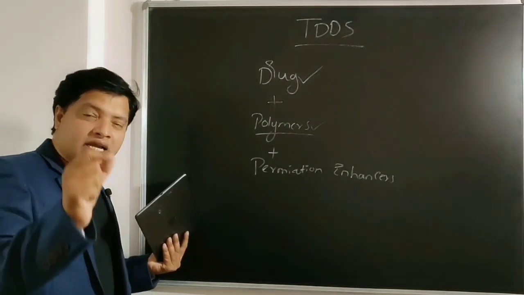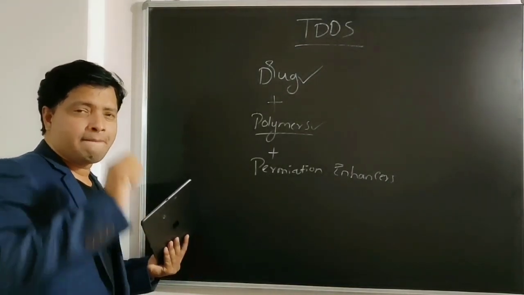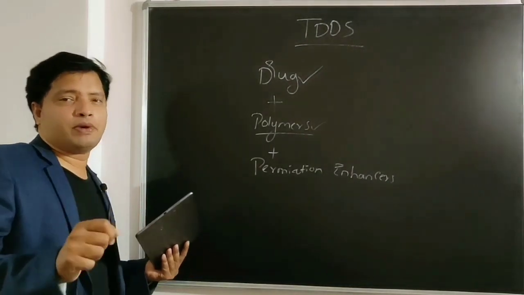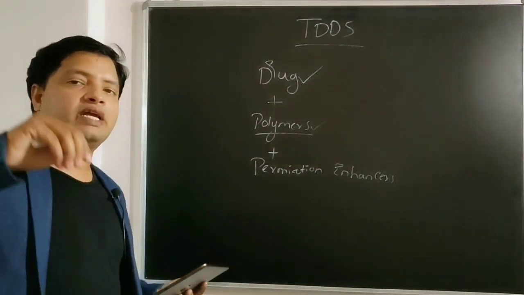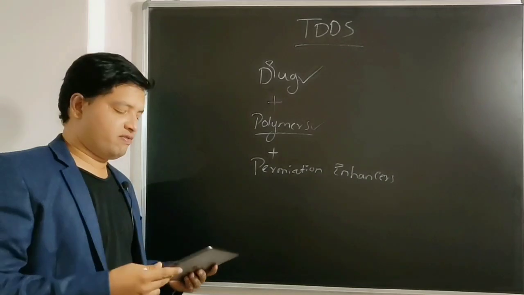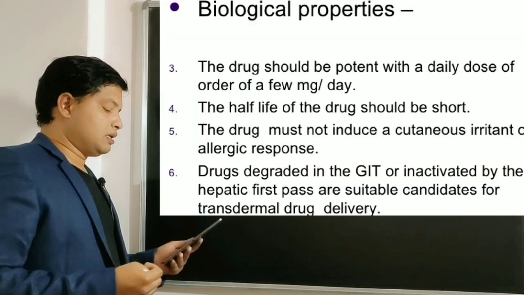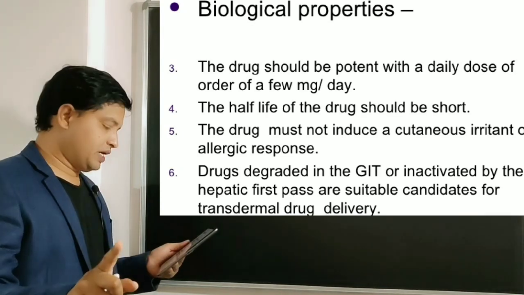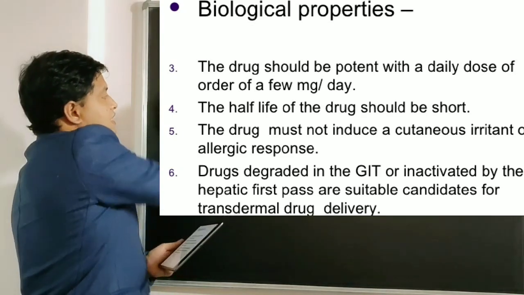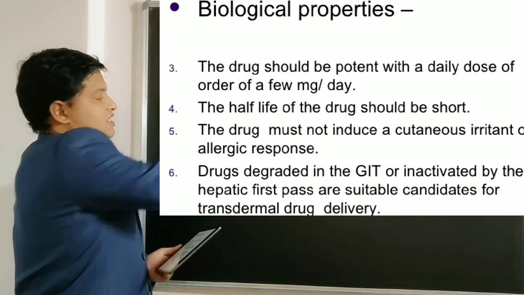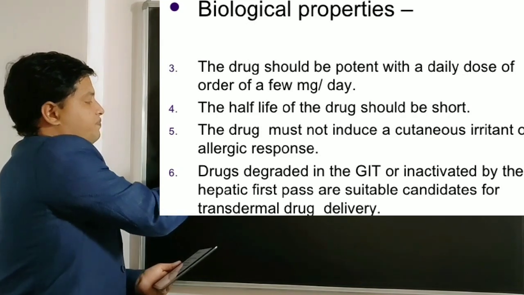So, for a drug candidate to be incorporated into the transdermal drug delivery system, we want the drug to be more potent. The dose should be less. Then only we can incorporate enough dose so that we can give the drug over a period of time. Next, what are the biological properties? Obviously, one is the drug should be potent. Half-life should be short because we are giving it in a controlled fashion. We want the drug to stay there for a prolonged period of time.